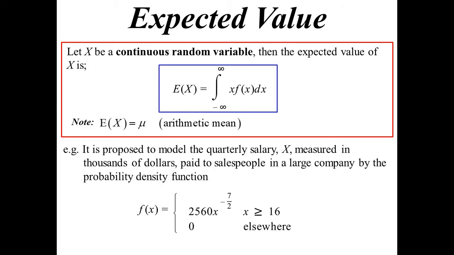So here we go. We've got a proposed model here of quarterly salary. X is measured in thousands of dollars paid to salespeople in a large company, and it's given by this probability density function. And it starts at 16 for x. By looking at the mean and the median, describe the distribution of the salaries in this particular company.